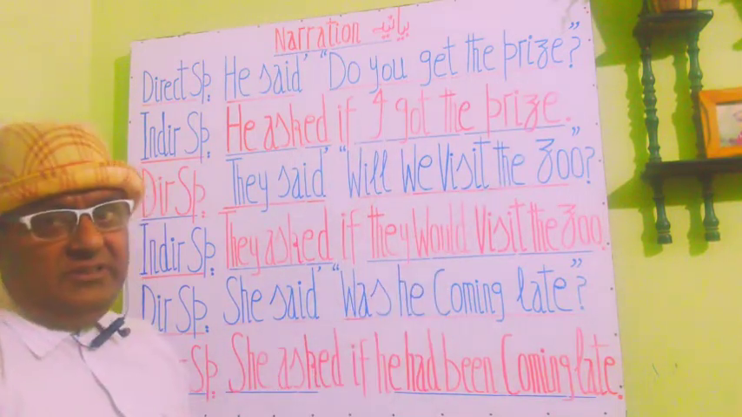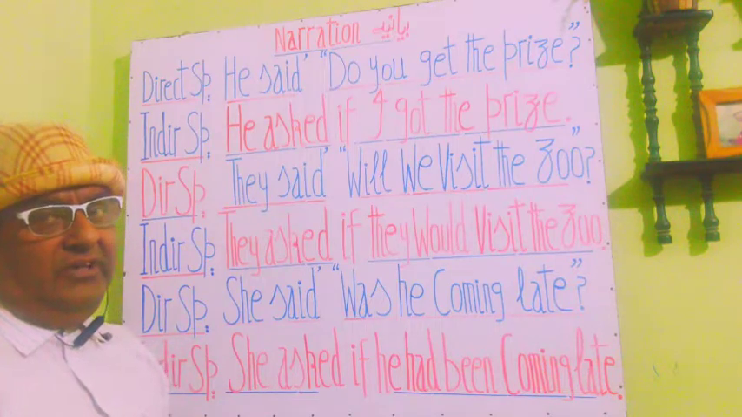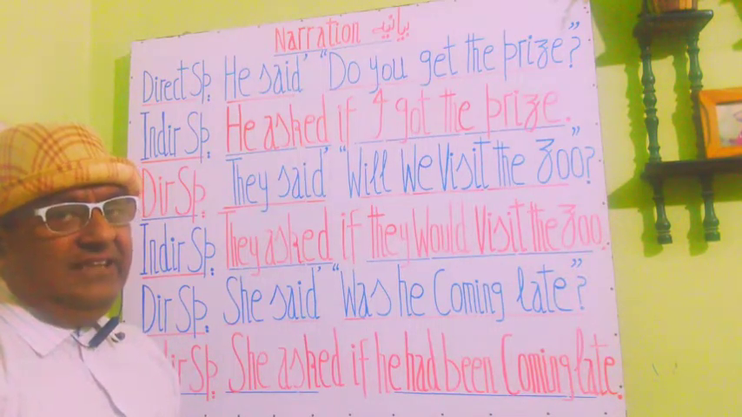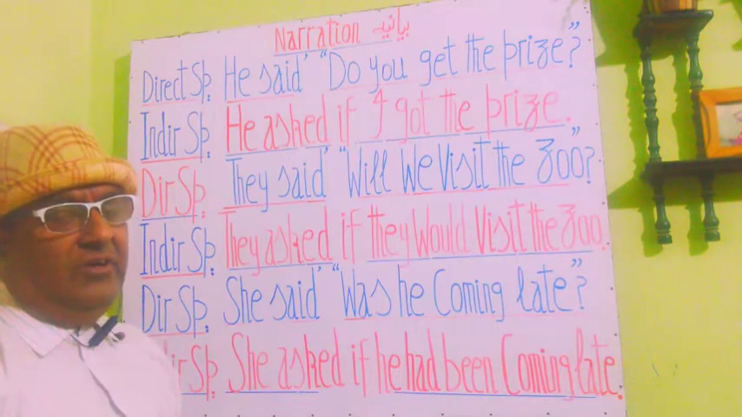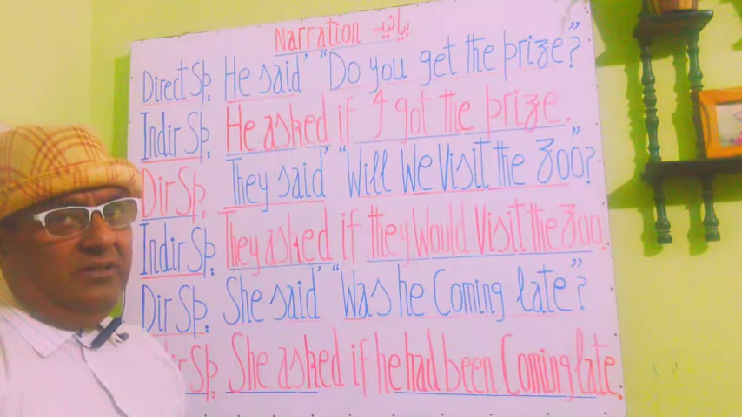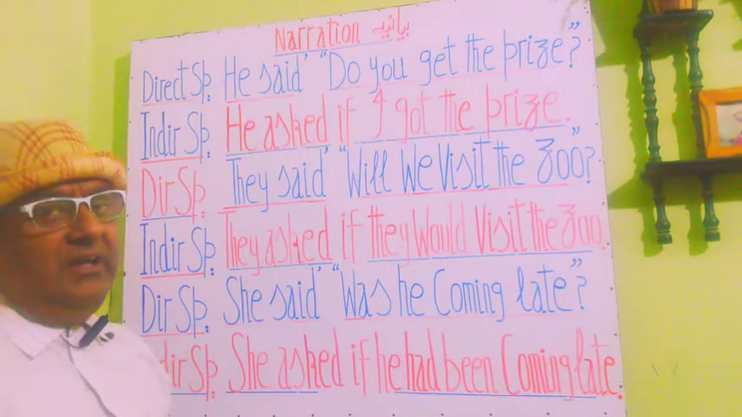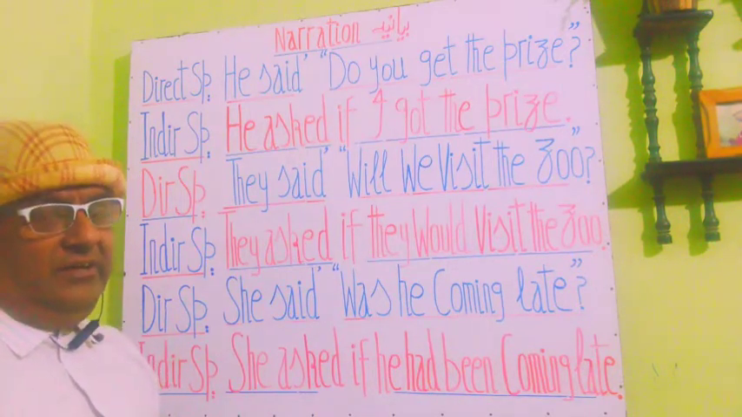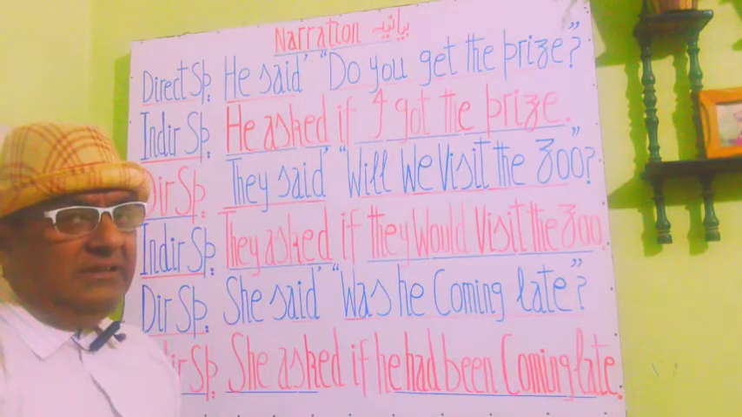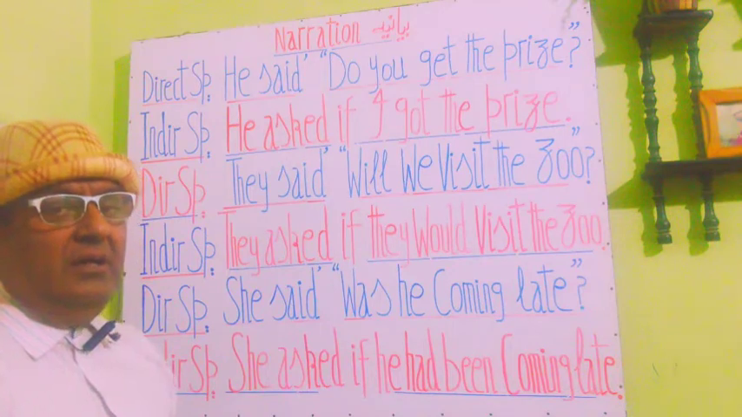Guys, viewers, listeners, my students, very good change, and you have seen the direct speech. He said, comma and inverted commas, Do you get the prize? Commas close, interrogative sign. When we change it into indirect, we see that indirect is he asked, उसने पूछा.